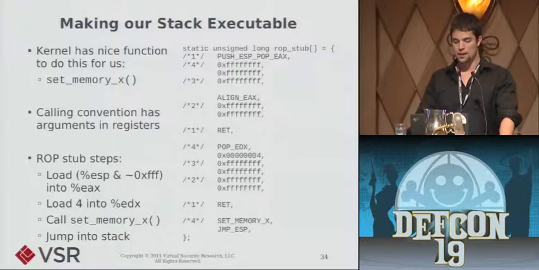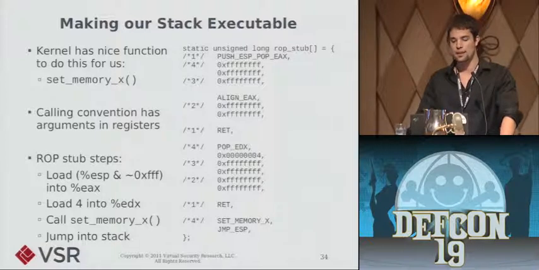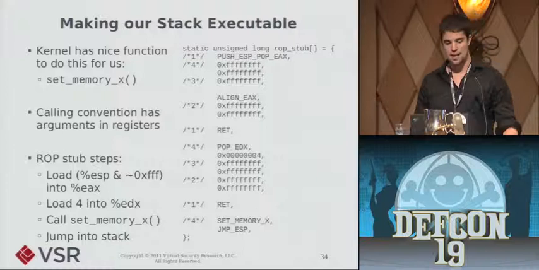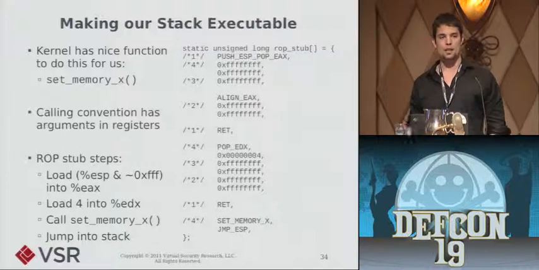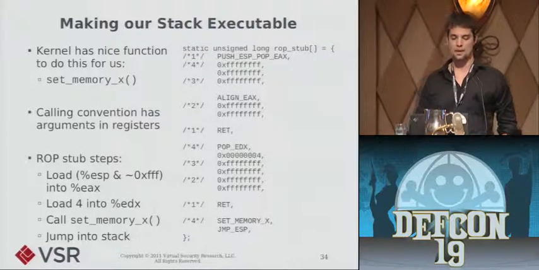So now, actually looking at some code, what we want our ROP payload to do is make the stack that we overflowed executable so that we can run code on it. And the kernel has a really convenient function that'll take care of all the hard work for us called set_memory_x. And set_memory_x just takes two arguments. The first one is an address that you want to mark executable, and the second one is the number of pages from that point that you want to mark. So we're in the kernel, so the calling convention for functions has the first three arguments in registers. So we just need to keep that in mind.